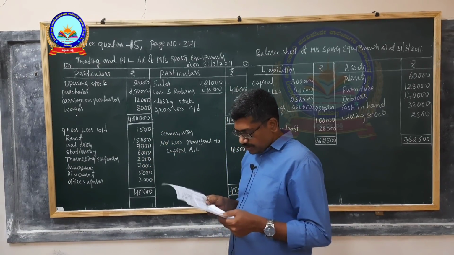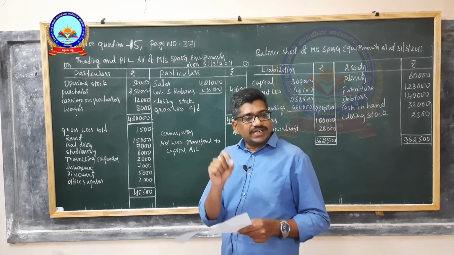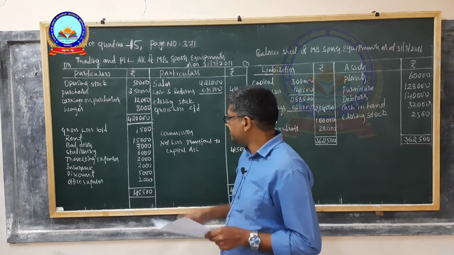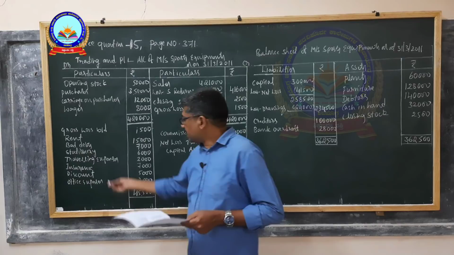Next, stationery. Stationery is a very small expense, so it is treated as an indirect expense. You write stationery rupees 6,000. Traveling expenses.